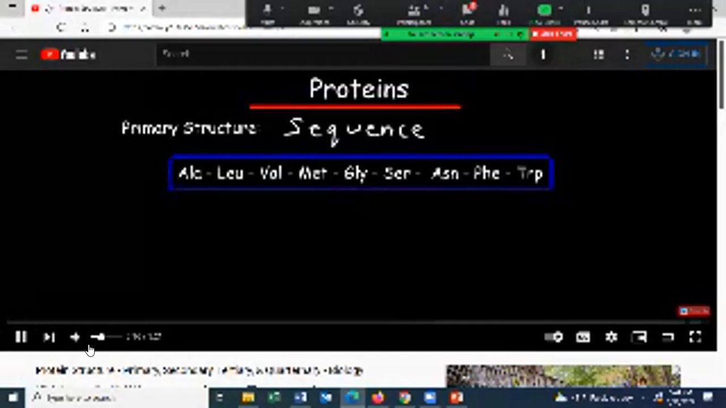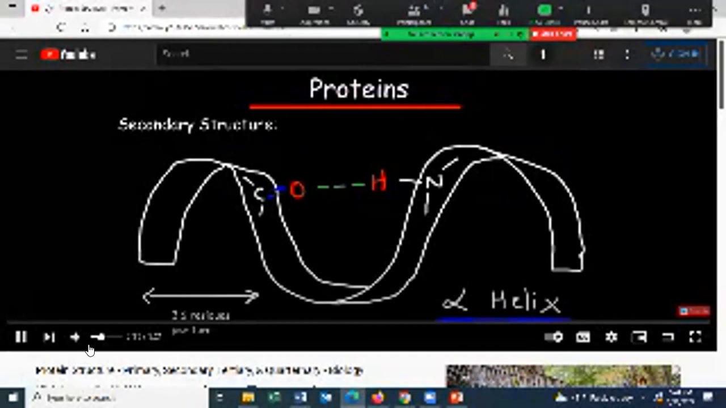The sequence determines the shape of the protein. If you replace just one amino acid with another, it will completely change the shape of the protein. So the shape and its function is primarily determined by the sequence of amino acids. The secondary structure describes the localized shape of a protein. And there's two of them that you need to be familiar with: the alpha helix and the beta pleated sheet.